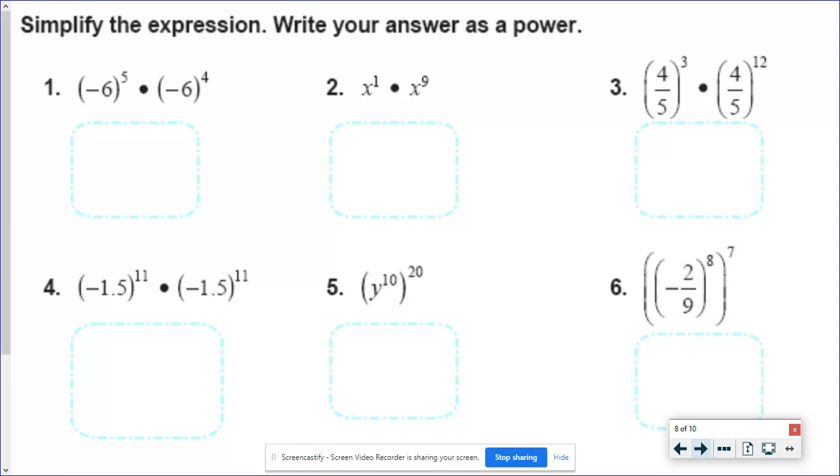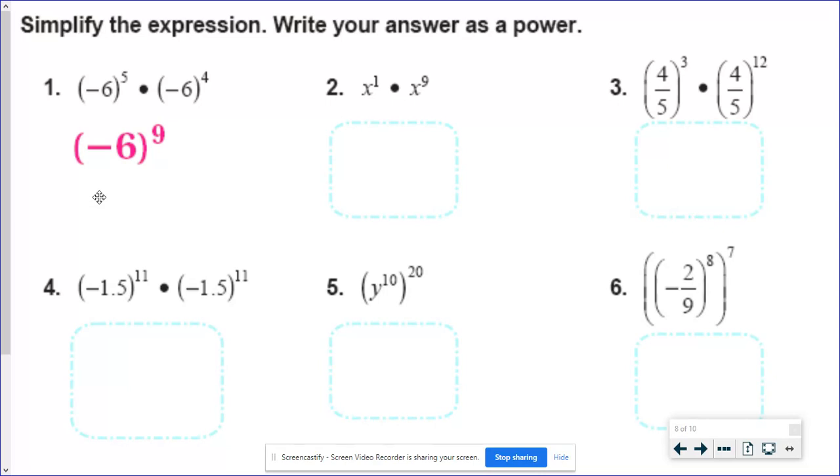This slide is asking you to leave everything as powers. So this is not a calculator kind of thing. This is just figuring out, do you know what to do with the exponents? So in number 1, same base, we add the exponents, -6 to the 9th power. Number 2, same base, add the exponents.